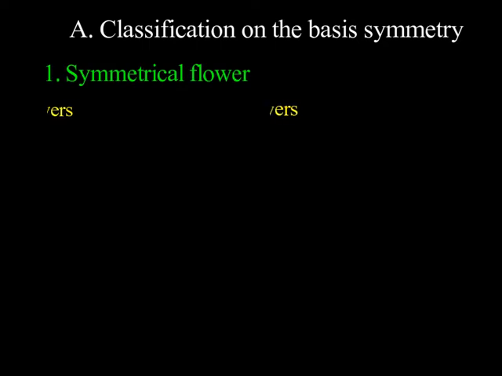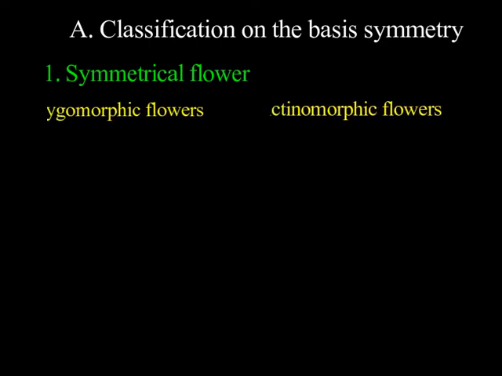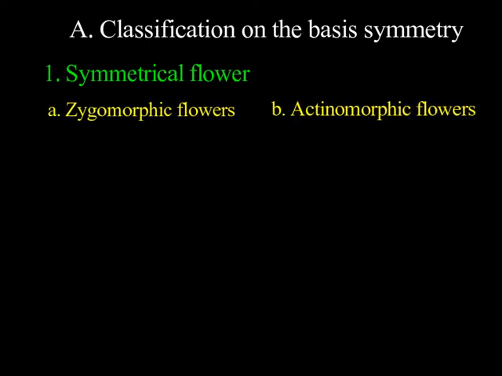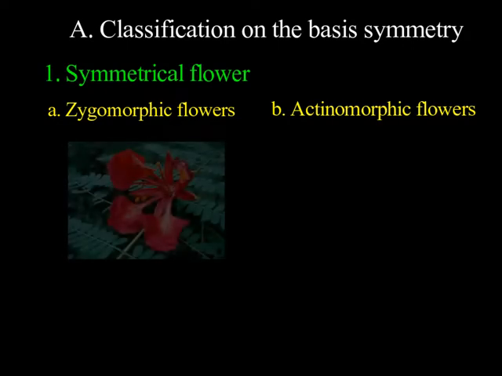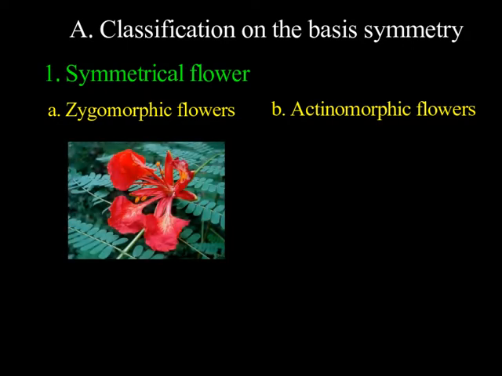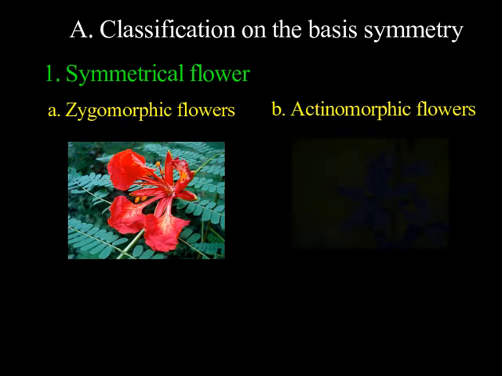The symmetrical flowers are further divided into 2 types, zygomorphic flowers and actinomorphic flowers. Zygomorphic flowers are bilaterally symmetrical flowers such that they can be divided into 2 equal halves when cut along only one vertical plane. For example, Fabaceae family members like Cassia, Gulmohar, pea, etc.